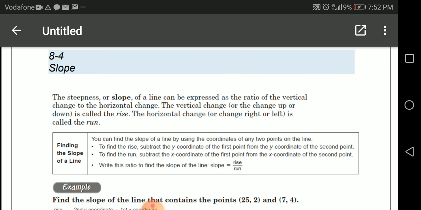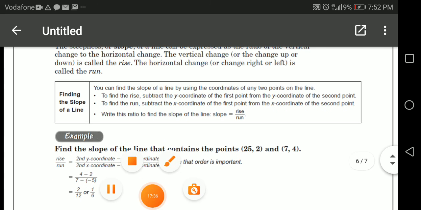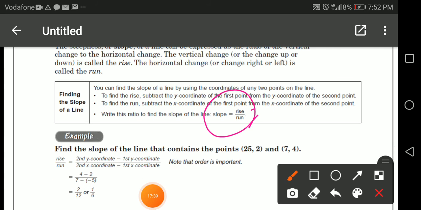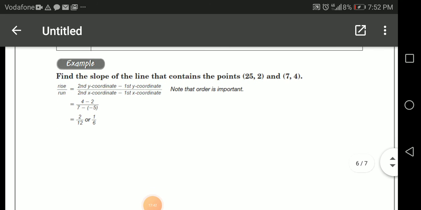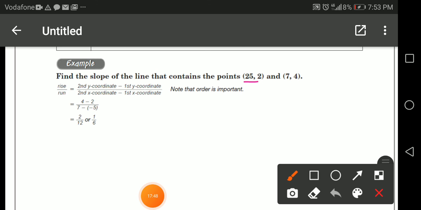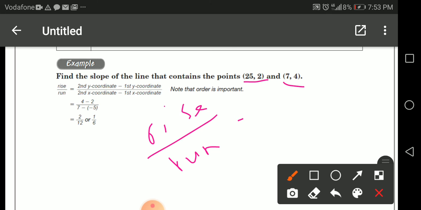Okay, guys, so let's have the rule. The rule is very easy. It's the ratio between rise and run. This is the slope. So if it asks you to find the slope of the line that contains the points 2, 5 and 7, 4. So the rise over what, guys? The rise over run. Here we have x sub 1, and this is y sub 1. This is x sub 2, y sub 2.